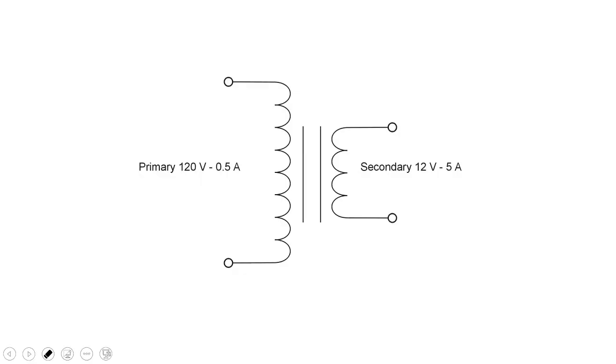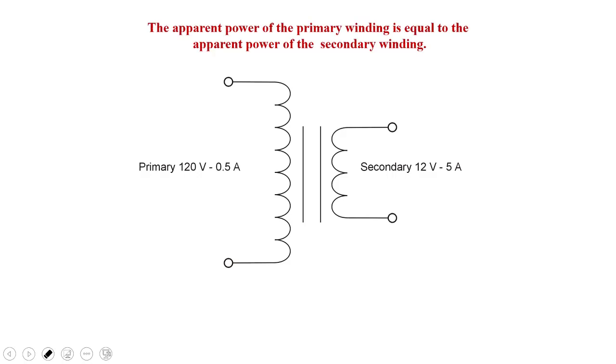Okay, so here's our transformer. Actually, what are we looking at here? VA first. Apparent power ratings. Okay, so we talked about voltage ratings. We'll come back to turns ratio, which is the same as your voltage ratio.